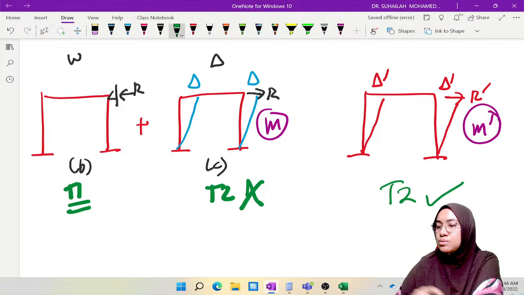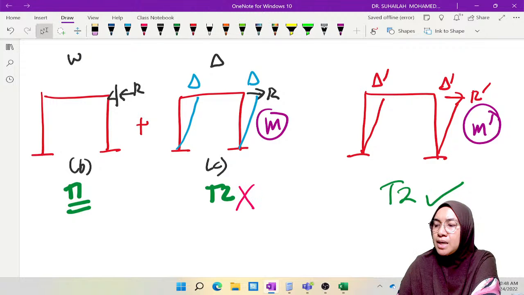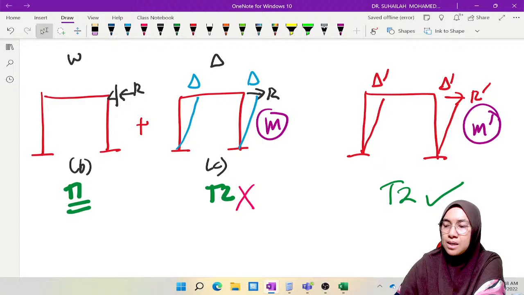This one is not table 2. So it is proportional to C. So let's say this is D. What we analyzed earlier, table 1 is diagram B, table 2 is diagram C.